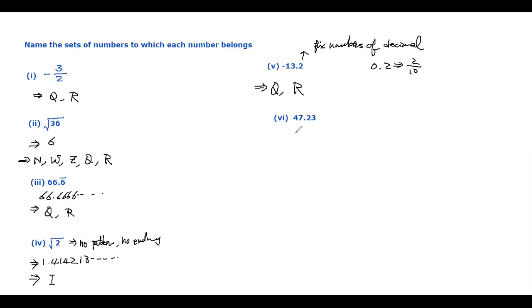Get that? The same way applies here. This is 47.23, a fixed number with 2 decimal places. If it's fixed, it's rational, and if it's rational, it's R. So that's it. This is the hierarchy of the real number systems.